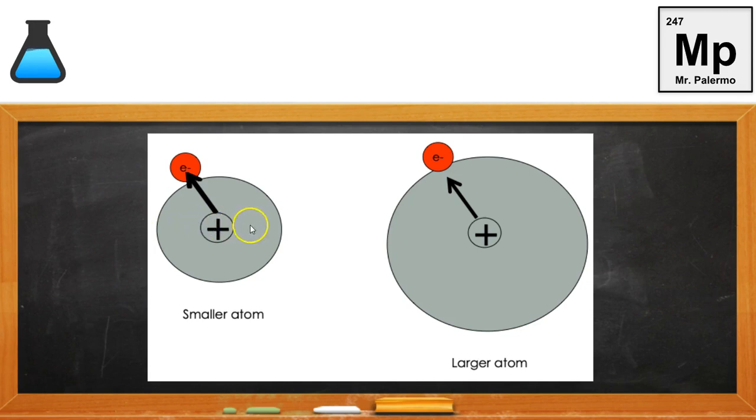So going down a group, the atom is going to get larger. In a smaller atom, the nuclear pull, the positive charge, is felt much more on the outer valence electrons. When the atom gets larger, that pull is not felt as much on the outer electrons, and therefore it's easier to remove an electron from them than it is from the smaller atom.